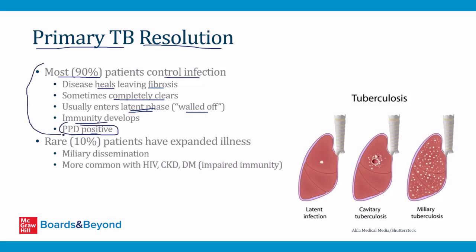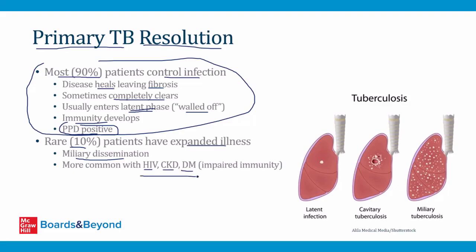Now, all this stuff right here is what happens to most patients, but a small percentage, about 10% or so, have expanded illness beyond the lungs. This is often referred to as miliary dissemination. It's more common in patients who have some type of immunocompromise, either advanced HIV disease or chronic kidney disease or diabetes. But if something like this is present, then patients can have primary tuberculosis involving the lungs, and it can eventually spread to other parts of the body.